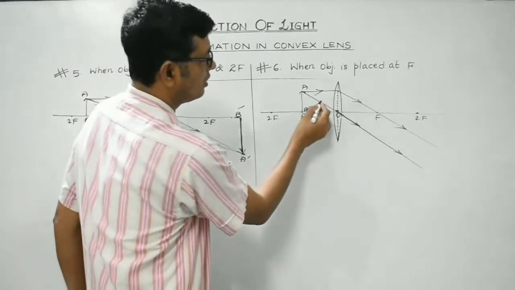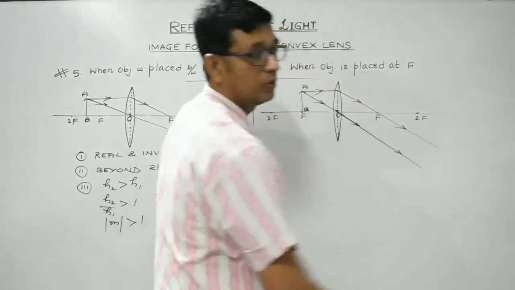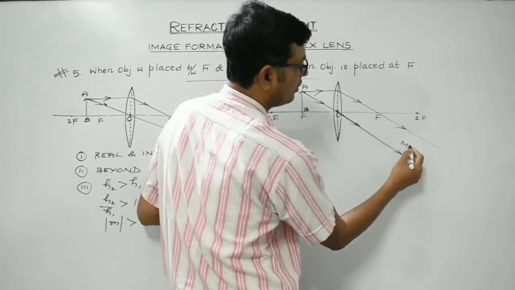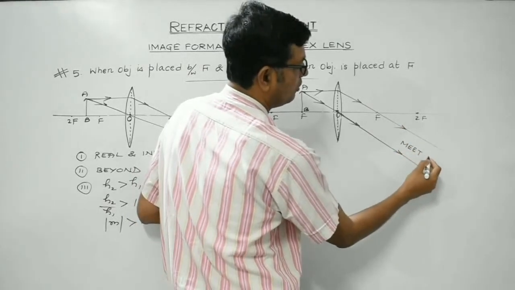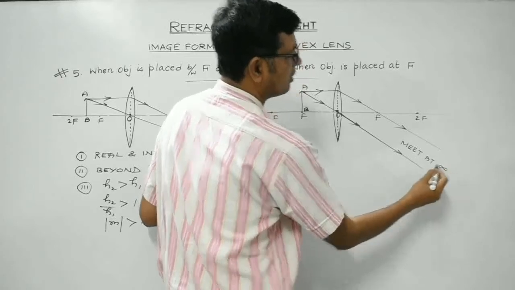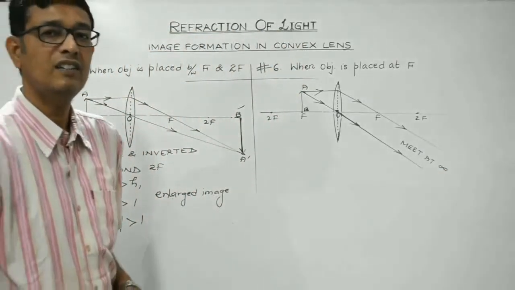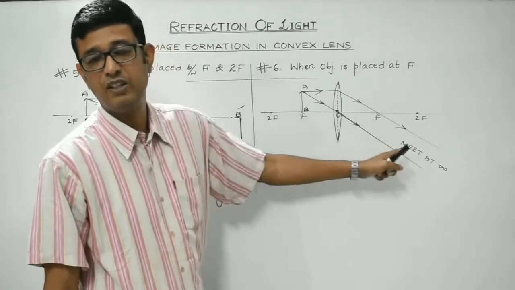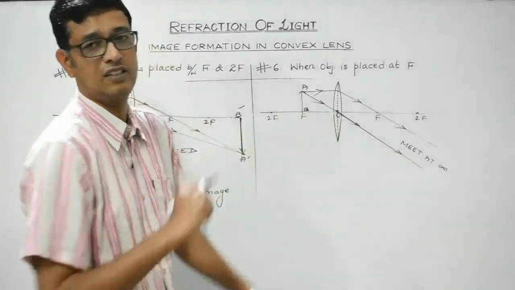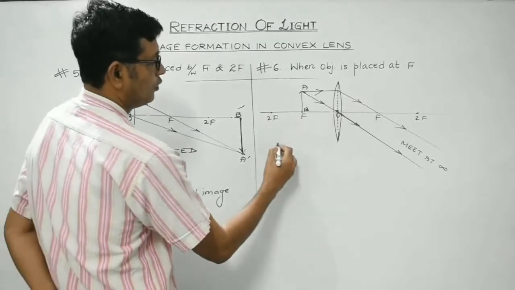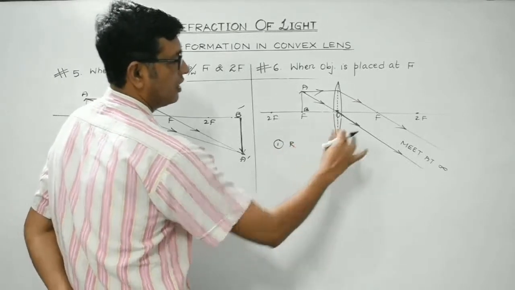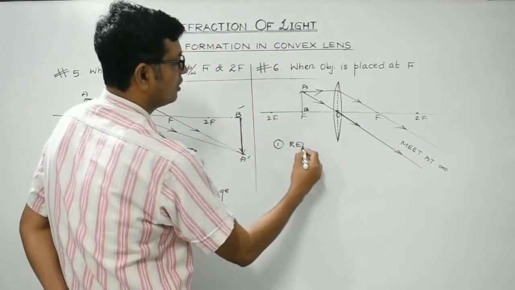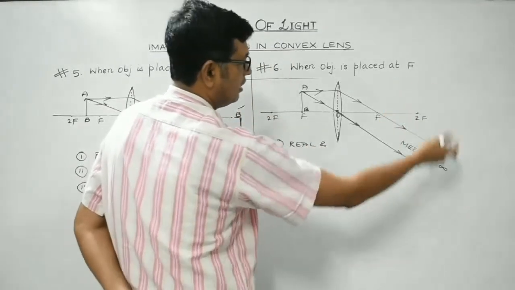So, you can notice a set of parallel beam will be obtained. These are the parallel rays. Parallel rays never meet, so they will meet at infinity. What I mean to say is that it is the position of the object when the image is formed at infinity. So, what's the nature of the image? Again, it must be formed on the other side and be a highly enlarged image. So, it is real and inverted.